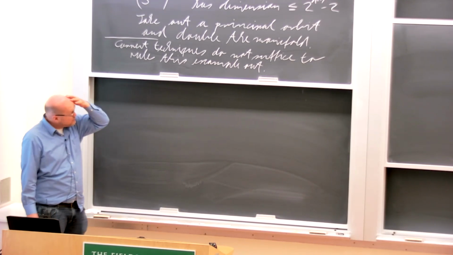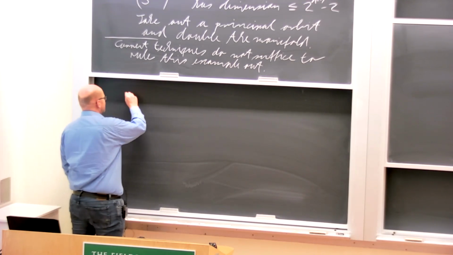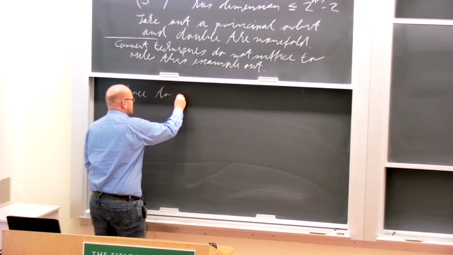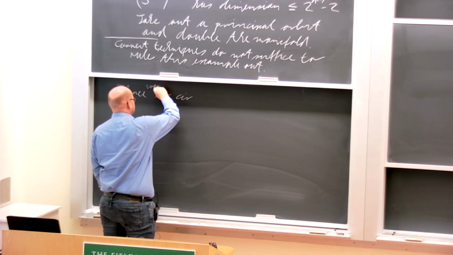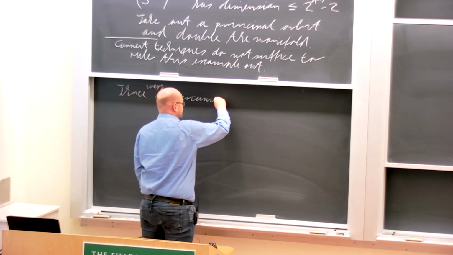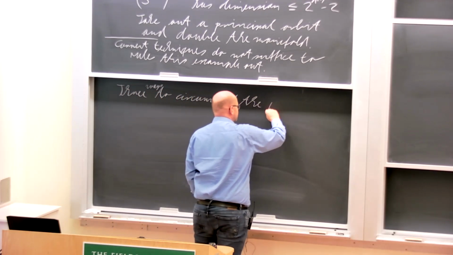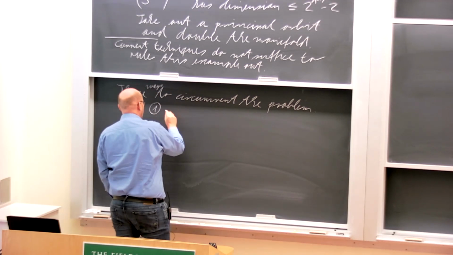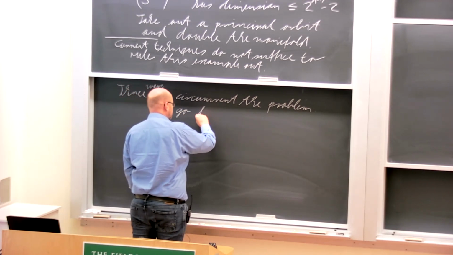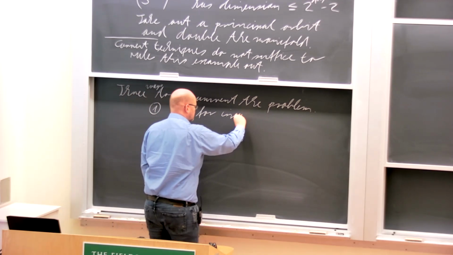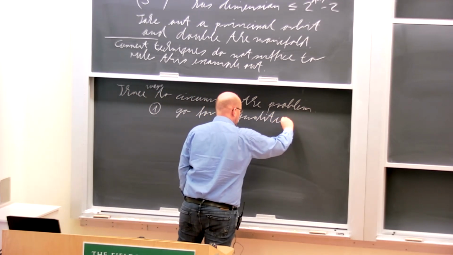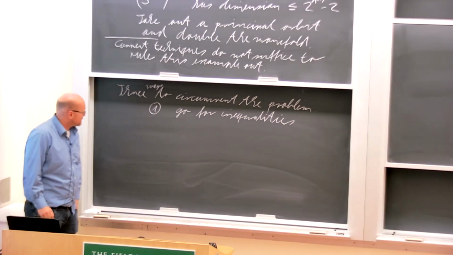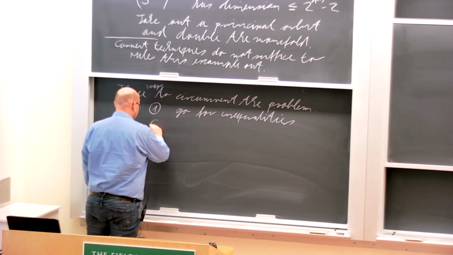there are 3 ways to get around this problem. 3 ways to circumvent the problem. So the first way would be to go for inequalities that don't care about different components. So if you want to bound the Euler characteristic from below, for example, then you don't care.